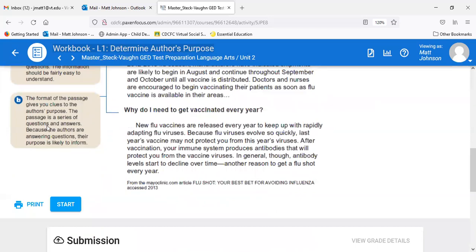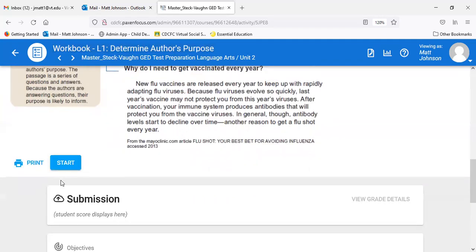So maybe like age related, something like that. And secondly, the format of the passage gives you clues to the author's purpose. The passage is a series of questions and answers. Because the authors are answering questions, their purpose is likely to inform. So that tells you a lot, right? If they're sort of generating questions that they believe their audience is going to have, that tells you a lot. In this case, we know it's for a general audience. The types of questions that they're answering also tell you about that and why they're answering them. So it's to inform. It's also to persuade people to get the flu shot annually.